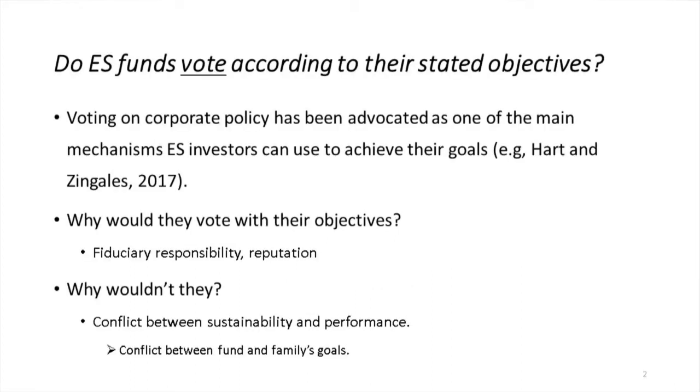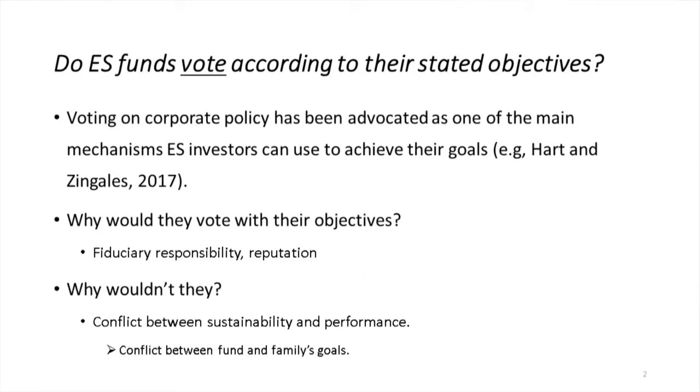So first of all, what do we do in this paper? We look at the arguably simple question: do ES funds vote according to their stated objective? Now, why do we care about voting? Because voting has been advocated as the way in which ES investors and investors in general can change corporate governance and ES in particular. So if we have a mutual fund that is supposed to be environmental and social friendly, that's what we mean by ES, we expect them to vote according to this objective, meaning in a pro-environmental and social way.